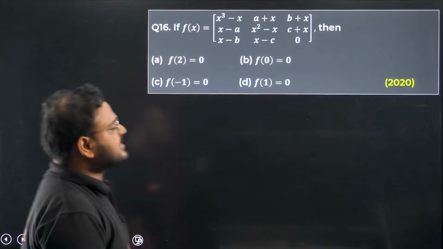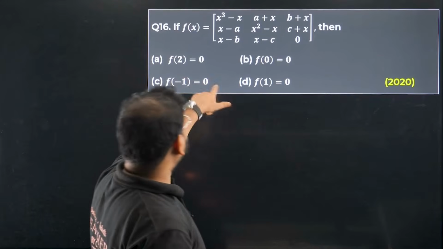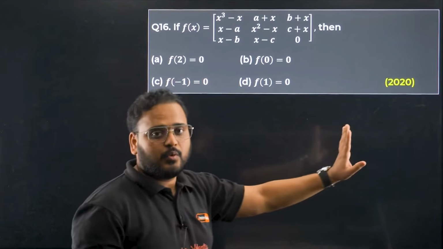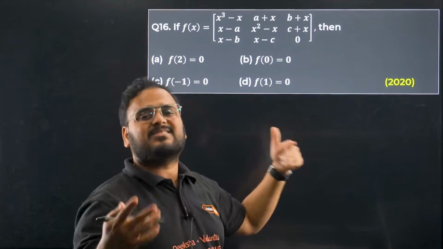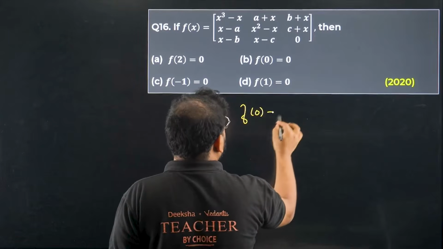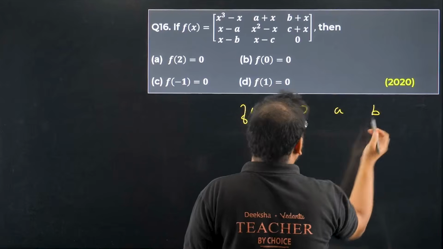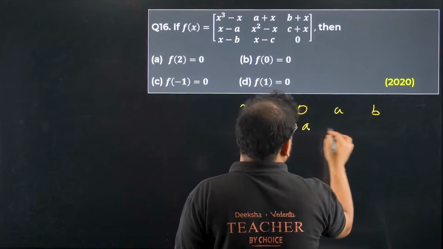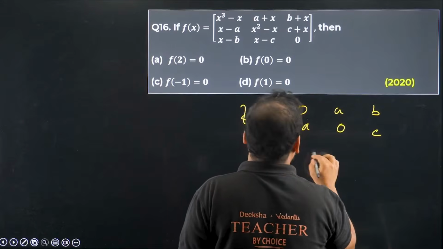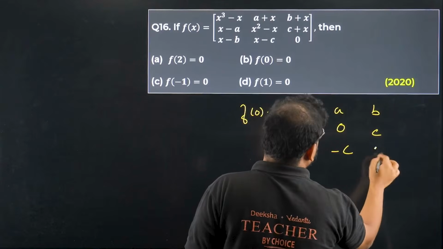Now question number 16. What I'm saying, f0 is 0, f2 is 0, f minus 1 is 0, f1 is 0. Substitute, sir. What are you going to substitute first? Obviously 0, sir. 0 is a favorite number for everyone. It should be 0, a, b, minus a, 0, c, minus b, minus c, and 0.